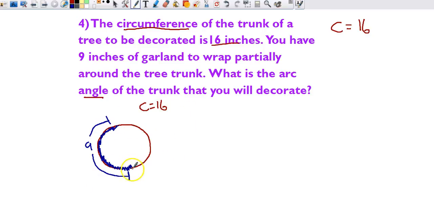Out of that 16, let me go a little bit further. A little bit more than half. So as a percentage, it'd be more than 50%. But what you can do on this one is you can say 9 inches out of the 16 total inches. So we're going to treat this like a proportion.